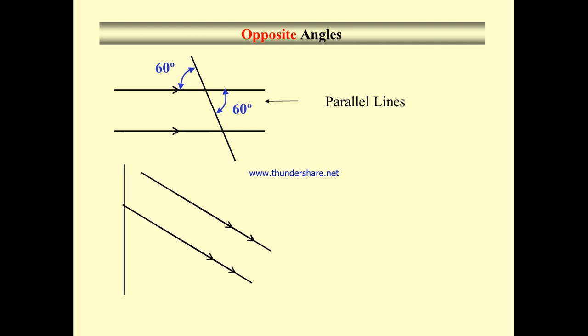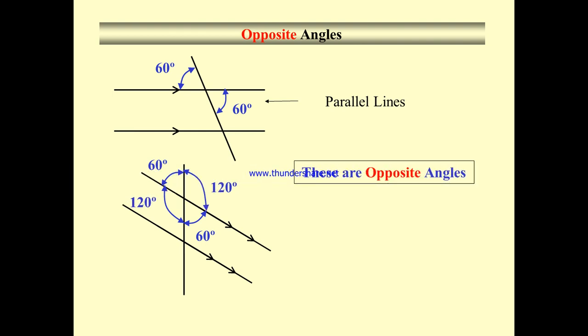Another example, two parallel lines cut by a transversal. Here are vertically opposite angles. They are equal in measure. So also more vertically opposite angles are also equal in measure. Okay?